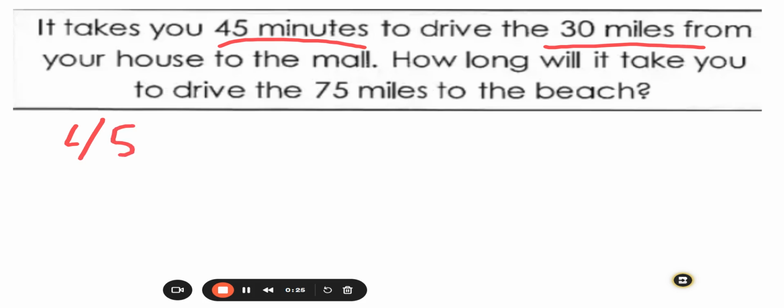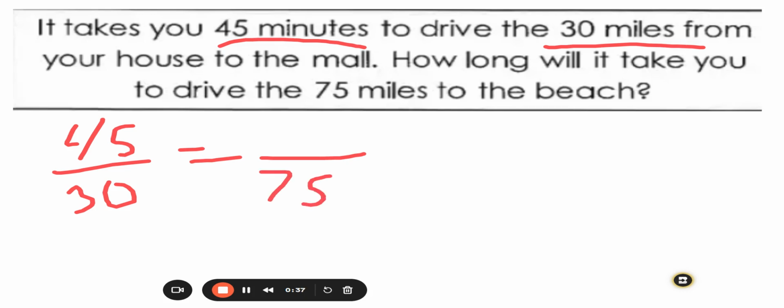So, 45 minutes, 30 miles. All right. Next, it says, how long will it take you to drive the 75 miles to the beach? 75 miles is going to go on the bottom of our second proportion because I want to have same across from same, right? I want to set up the same unit across from the same unit. So since 30 represents miles and 75 represents miles, I got to make sure that I have those two across from each other. I'm going to put X on top, and then from here, we just cross multiply and divide.